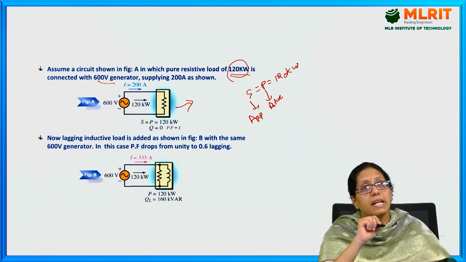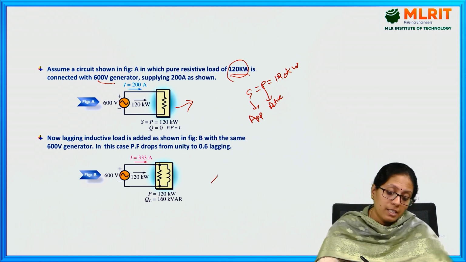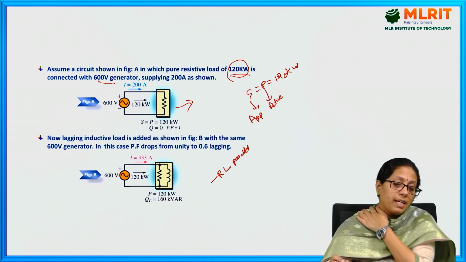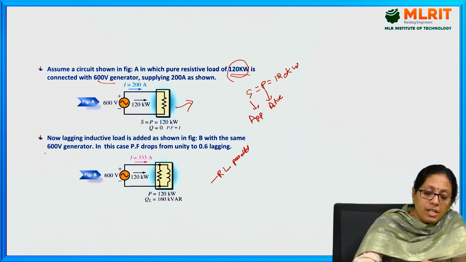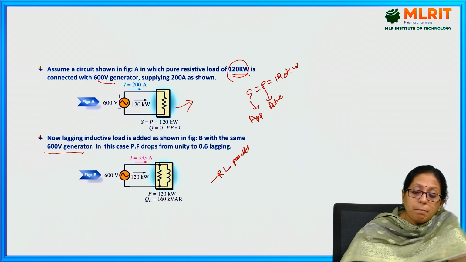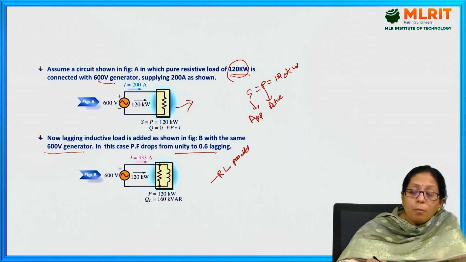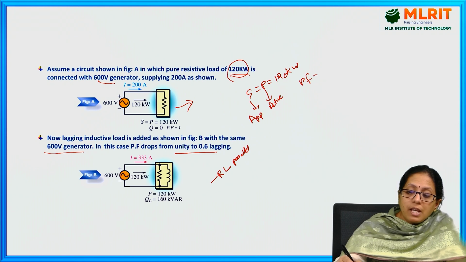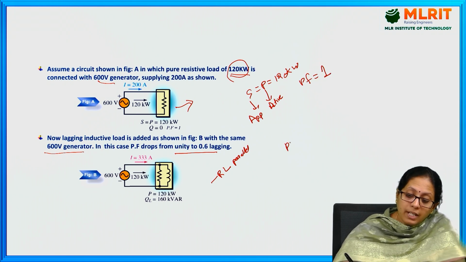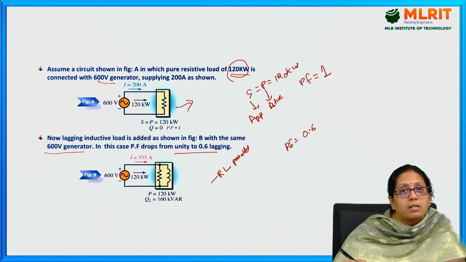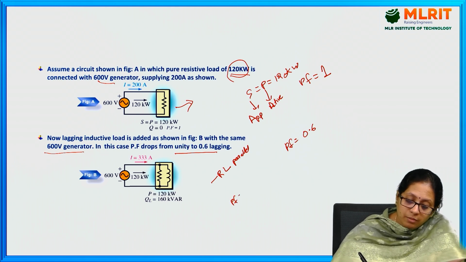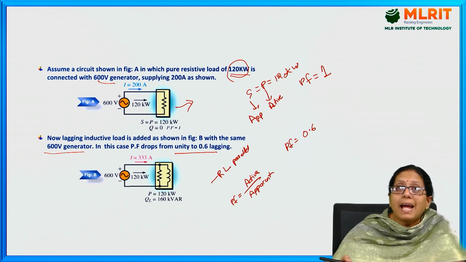In second case, in second picture, a resistor is being connected in parallel to an inductor. That is RL are connected in parallel. So in this case, here you can see the generator is connected to 600 volts and the power factor drops from unity to 0.6. That means previously in this case the power factor was 1 and here the power factor is 0.6. The power factor is nothing but active by apparent.